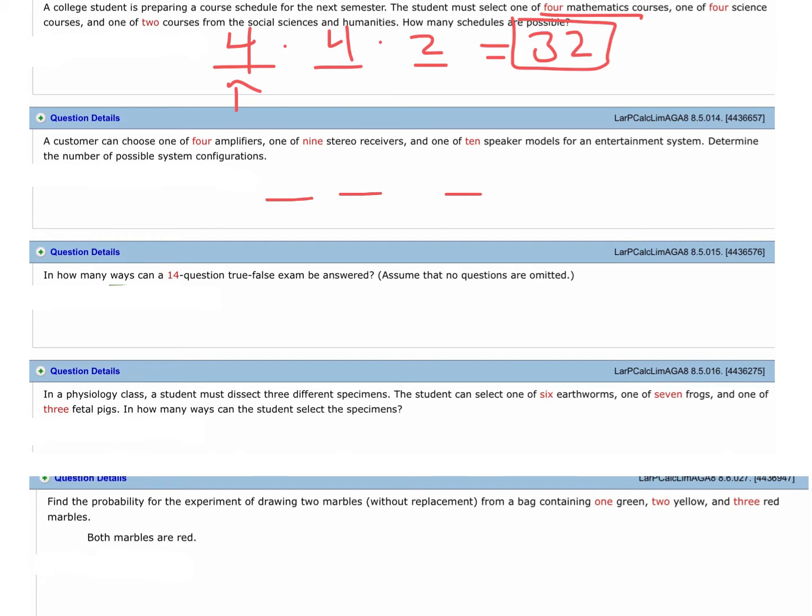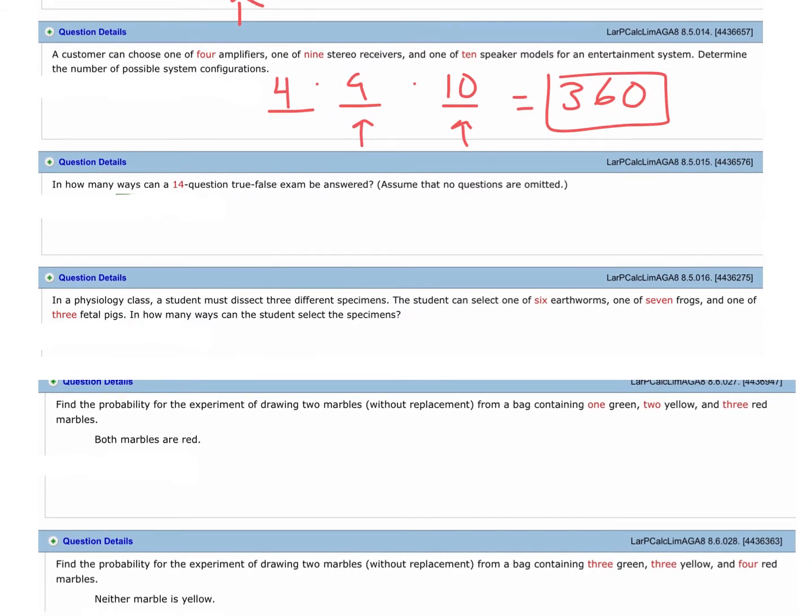What number do we put in our first spot? 4. What about the second one? How many different stereo receivers can we have? 9. And then how many different speakers can we have? 10. Multiply these together, we get 360. Any questions on those?